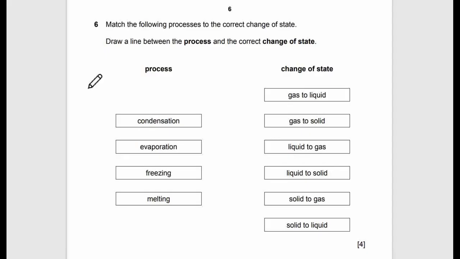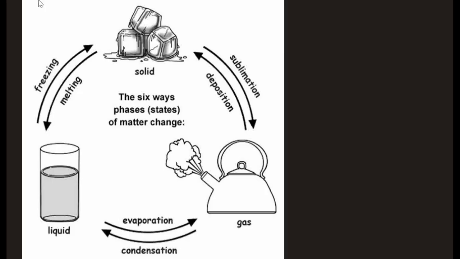Okay, let's see. Match the following processes to the correct change of state. Draw a line between the process and the correct change of state. Let's look at the information about condensation, evaporation, freezing, and melting. Solid, when it turns to liquid, we call this melting, and from liquid to solid is freezing, and if it's liquid to gas, it's called evaporation, and gas to liquid is condensation.